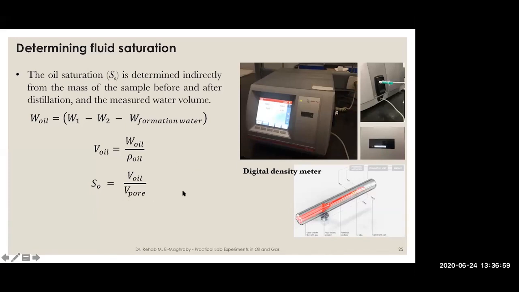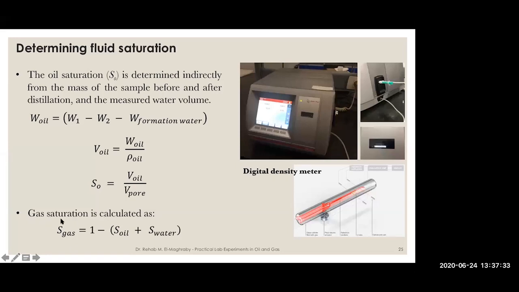So now we calculate the oil saturation. But I want to tell you something. The oil saturation that you get through this method is not very accurate, because if some of the grains were separated from the core, it will affect the weight, because you are depending on the weight. So you will take this oil saturation as an indication of the amount of oil in this core, but it's not an accurate measurement.